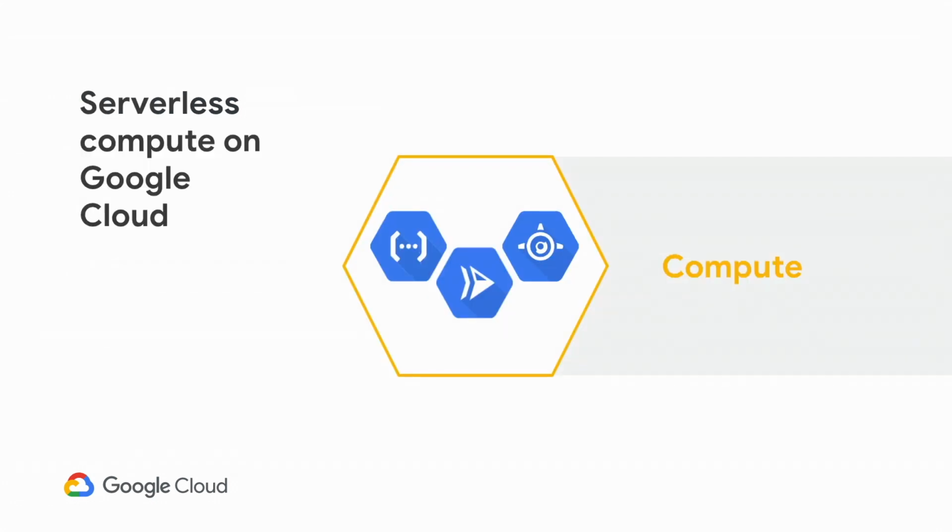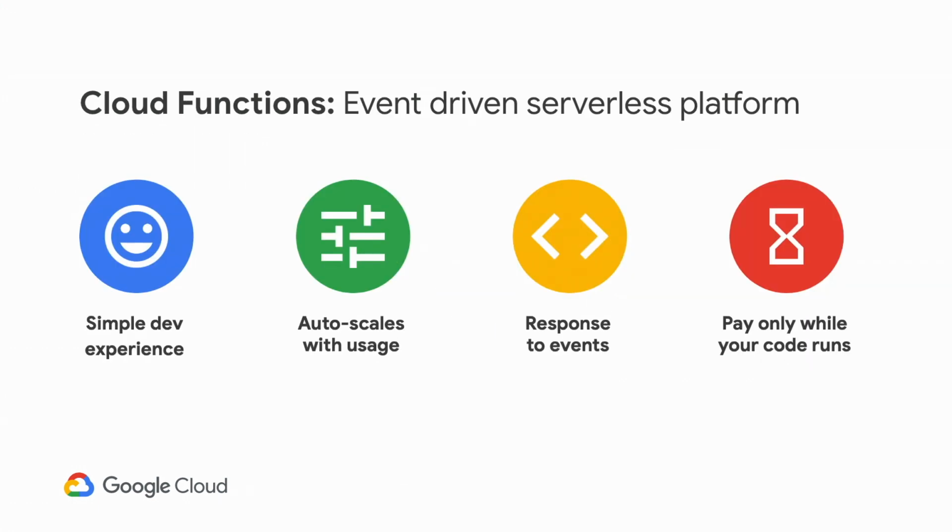In Google Cloud, we have three serverless compute options. Obviously, Google Cloud has many other serverless products in data or ML. But in specific compute, we have three products that can help you. The first one is Cloud Function. Cloud Function is like a function as a service. It's an event-driven serverless function platform. It provides a simple development experience. You just write your function in the language that is supported, and then you just deploy it.